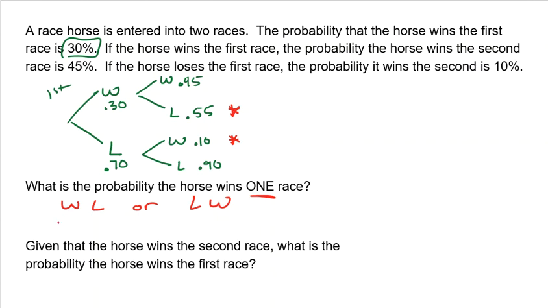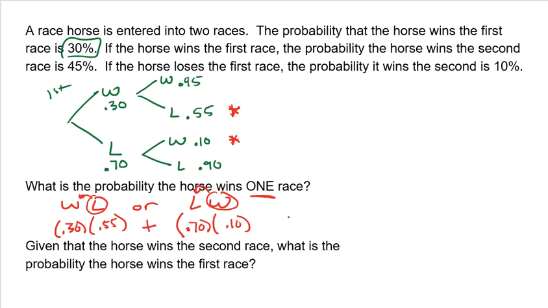All right, win the first, 0.30, lose the second, 0.55. Again, this loss right here was conditioned that you won the first, and based on our tree diagram, there's a 55% chance that you lose the second if you win the first. Or, means add, lose the first, 70%, win the second, 10%. Once again, this second win, that 10%, came on the condition that you lose the first. So these two outcomes will result in one win.